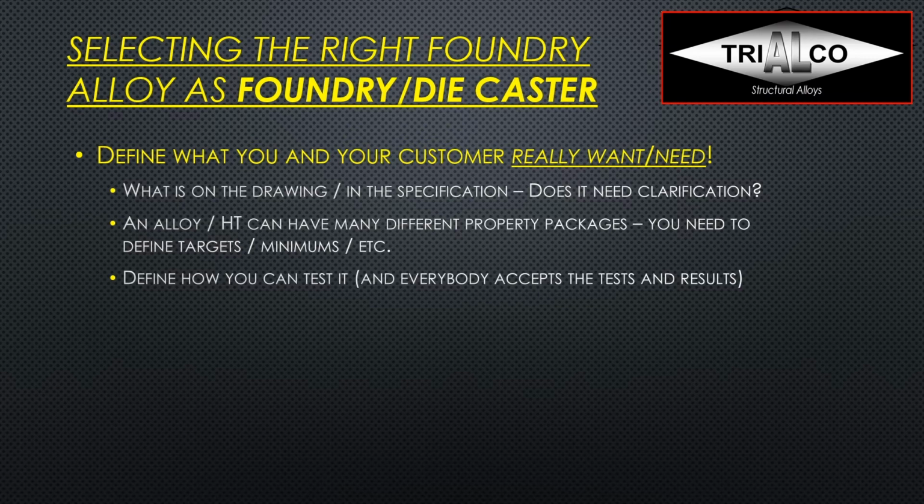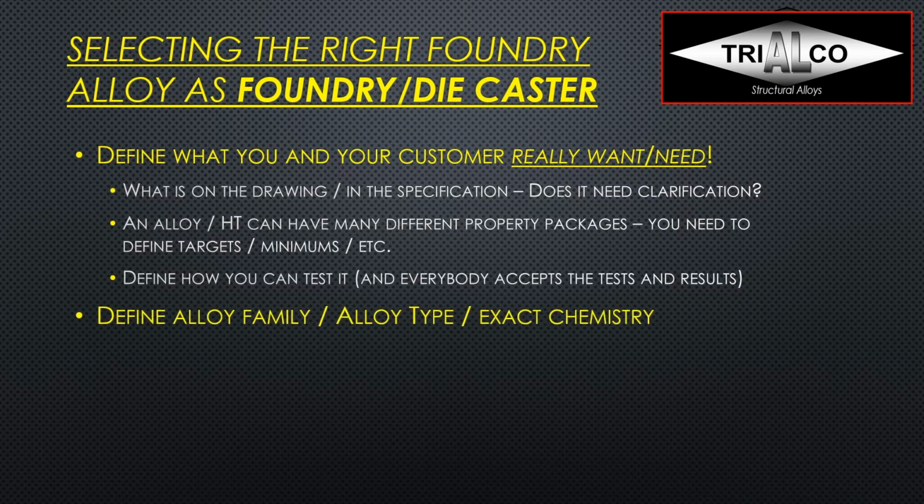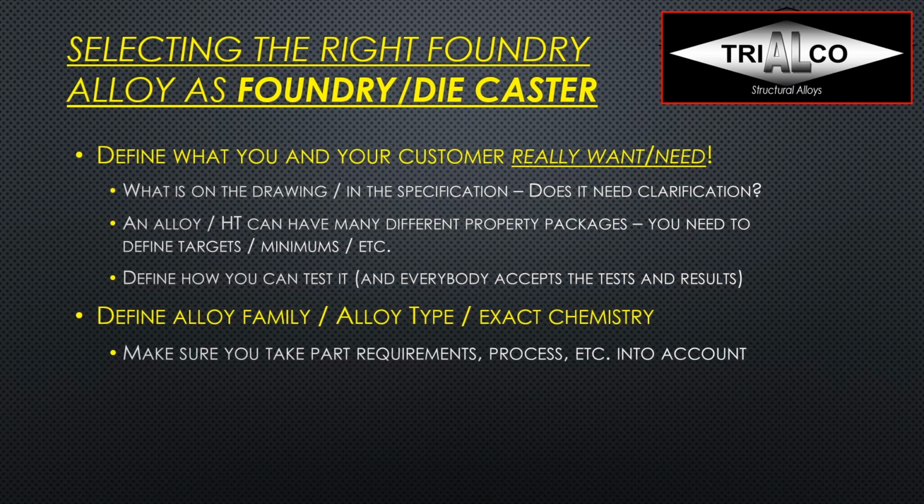Also define how you can test it, and everybody will accept the tests and the results. Otherwise, you will just have battles with your customers later on. Then again, first define the alloy family and then the alloy type, and then work on the exact chemistry. Make sure you take all part requirements into account, the process itself and the process limitations, what you need.